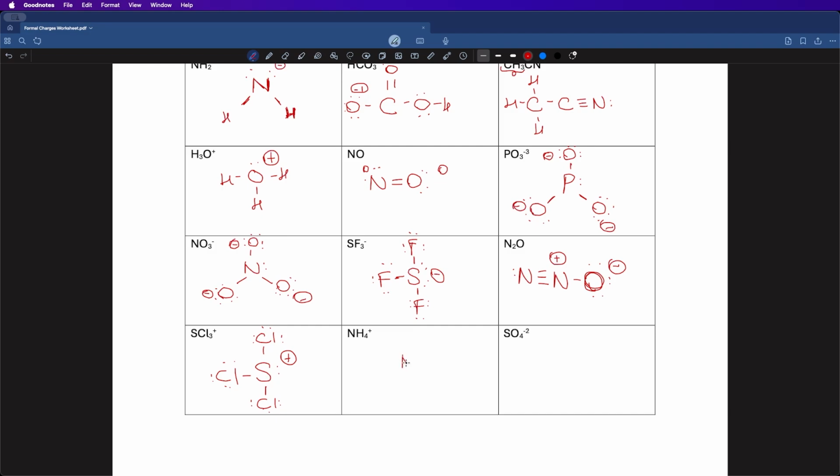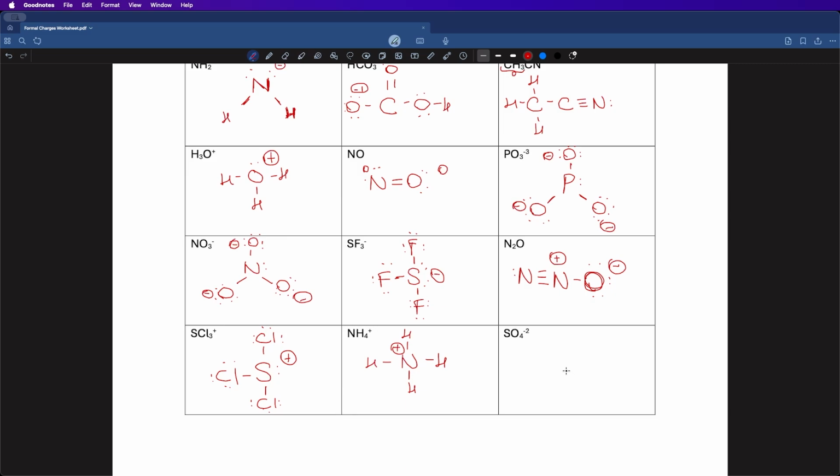NH4, this is a simple one. Let's try to arrange the hydrogens around the nitrogen and give a bond to each of the hydrogens pointing toward the nitrogen. This way, nitrogen has 4 bonds, 1 more than what it likes, giving it a formal charge of +1. And each of the hydrogens has a formal charge of 0.